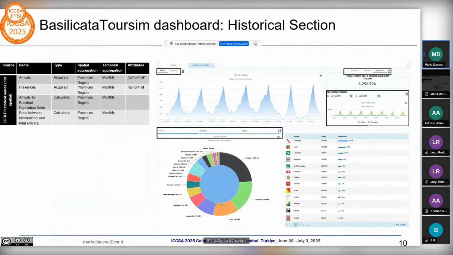Arrivals is the number of people who checked into hotels or other accommodations, and overnight stays means the total nights they spent there. These two help tourism managers understand the trends in tourism demand over time, allowing comparison over time and to compare Basilicata with other regions. In the dashboard, you can filter the data by time period, territory, visitor type, and see pie or line charts for this information.